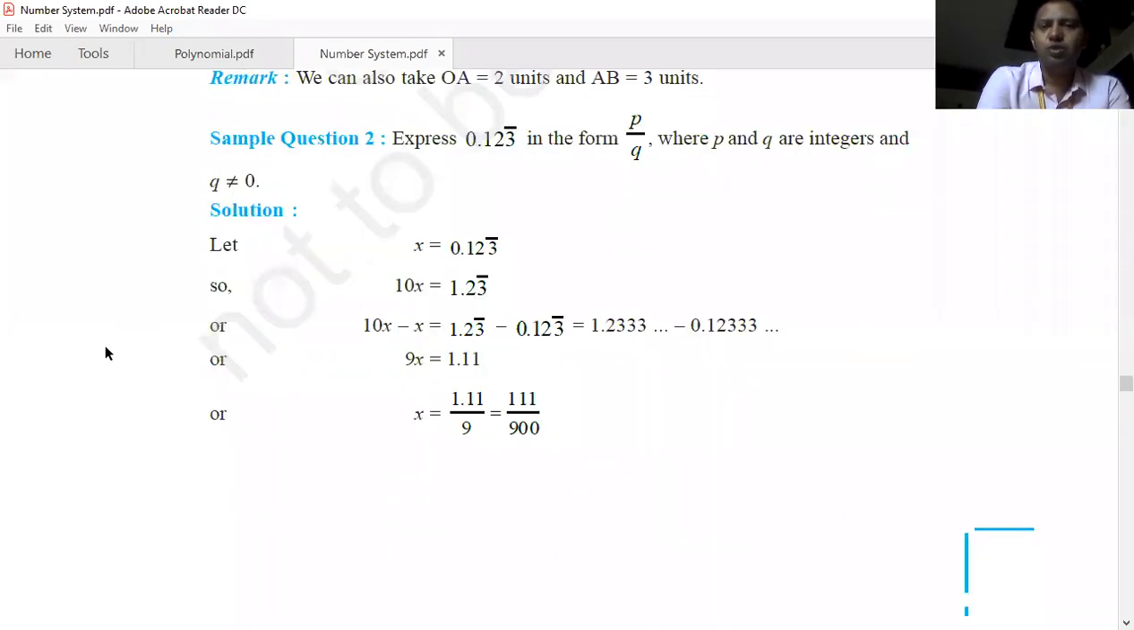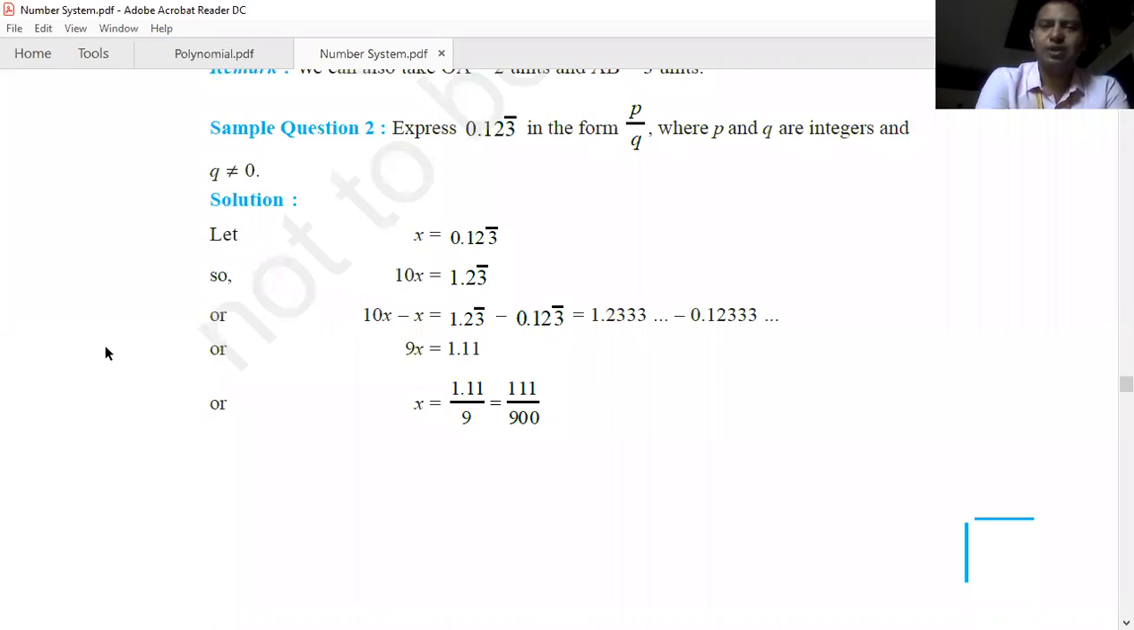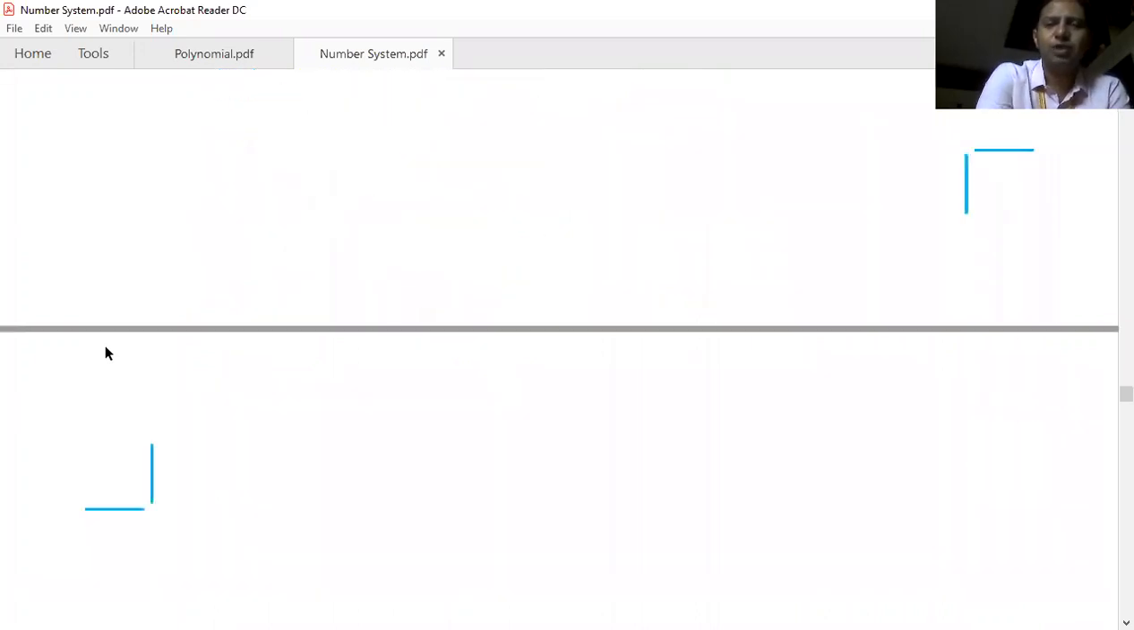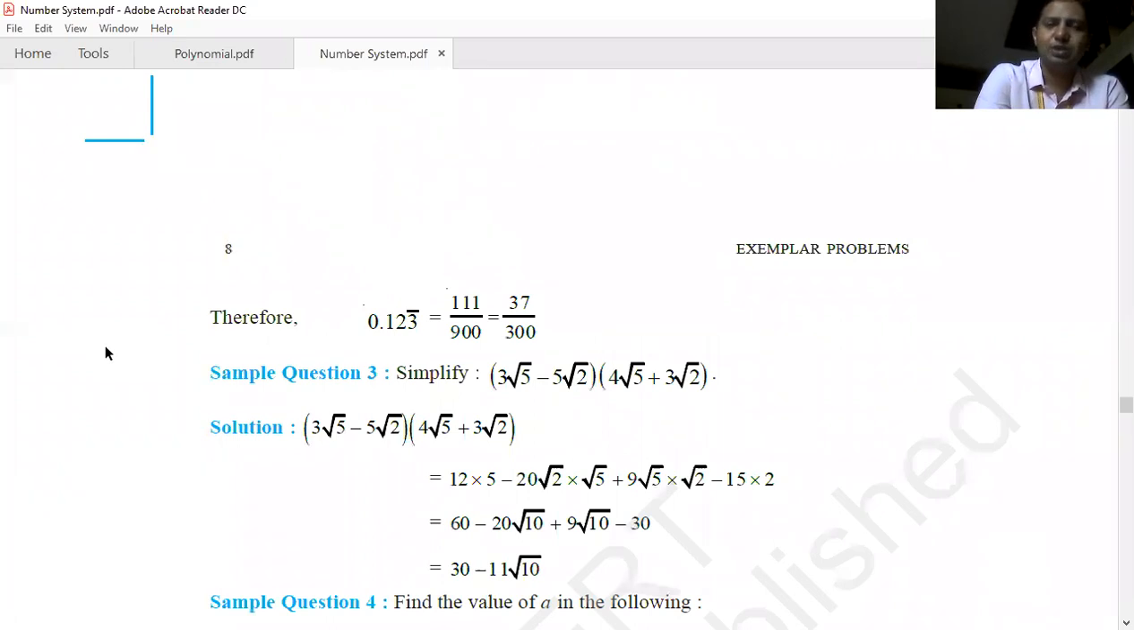Then 0.123 bar, this sort of question we had discussed earlier. We'll multiply by 10, that will be 1.23 minus 0.123, that is 1.2333. After subtracting, 9x is equal to 1.11, so the value of x is 1.11 by 9. We'll remove the decimal, that is 111 by 900. Or further we can reduce it by 3, that is 37 by 300 is the answer.